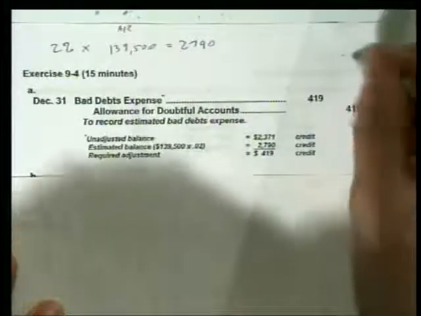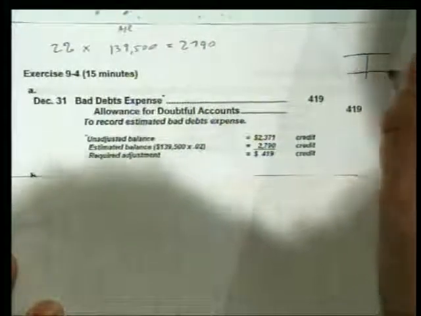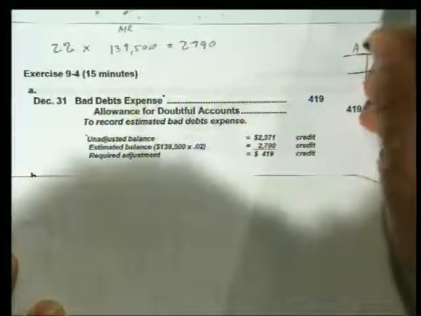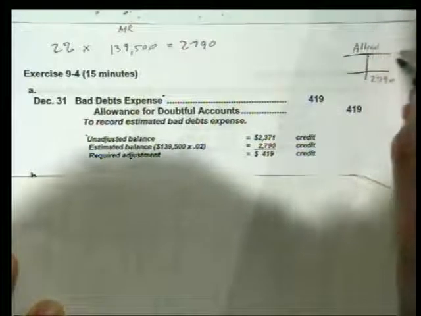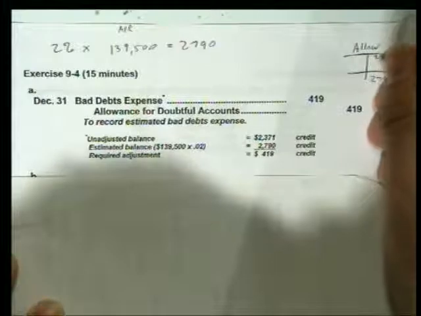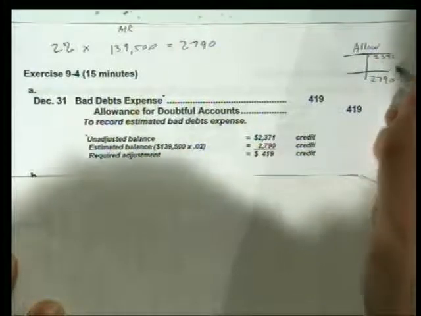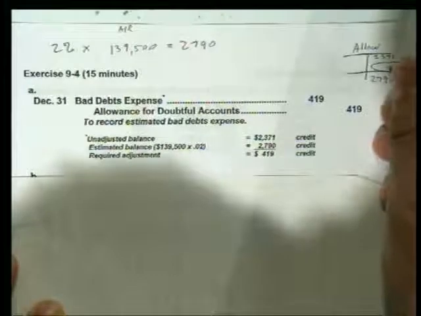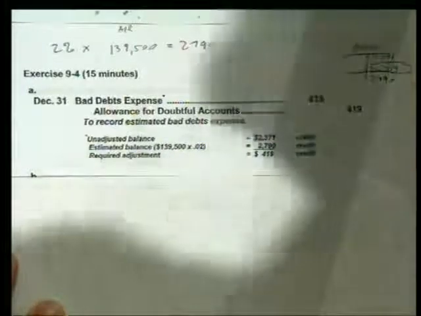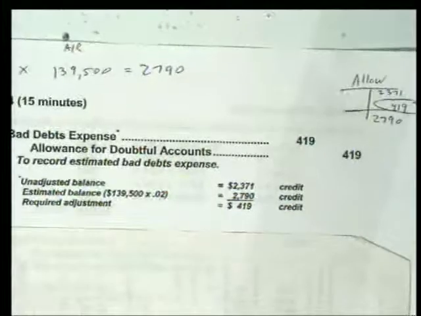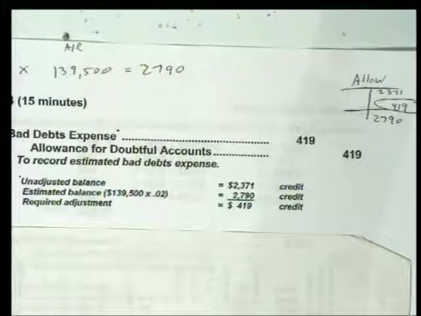No. That is the amount that we want to be the ending balance of our allowance account. But we have a beginning balance of what? 2,371. So the entry that we have to make is for 419. Okay? Let me zoom in a little bit. Whoa, wrong way there. Okay? Make sense?